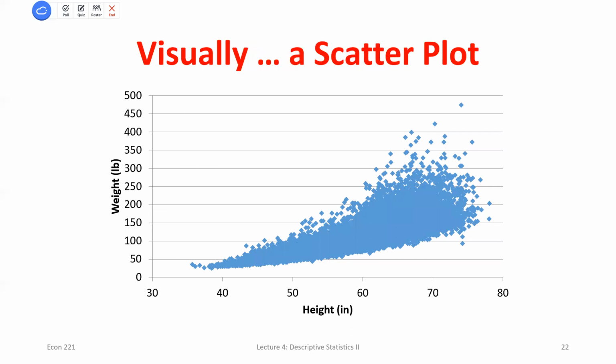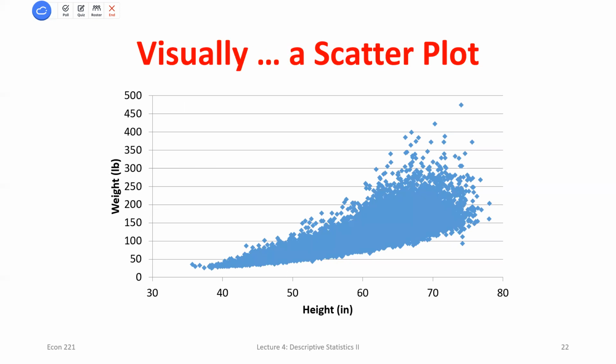So, if we think about a scatter plot, this isn't a perfect estimation, but one way to think about it is, if I was to draw a line that best fit this data, if it's sloping upward, that's going to be a positive correlation coefficient or a positive covariance.